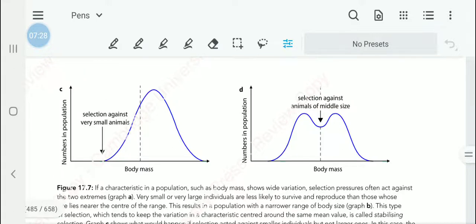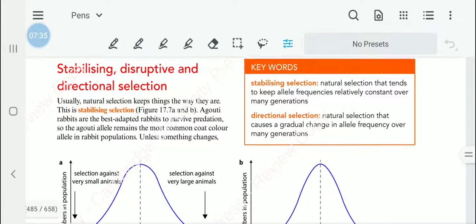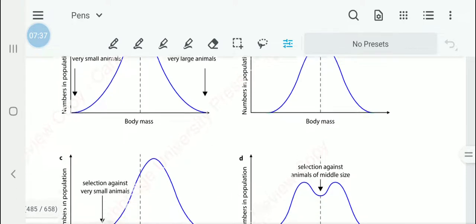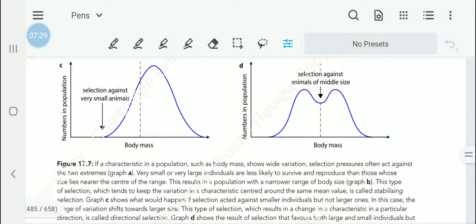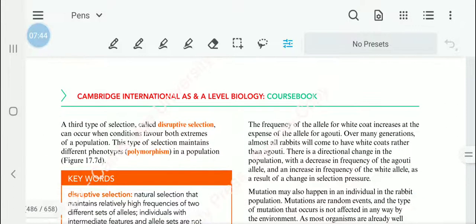As large animals are more likely to survive. This is known as directional selection. Leave a line and write.